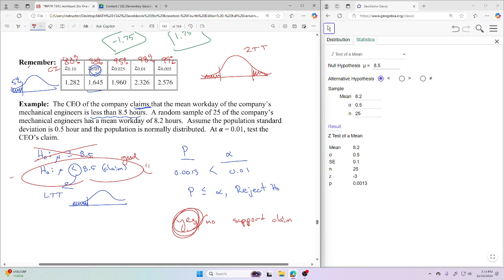Anyways, yeah. So if you go back, it says the CEO claims that it's less than this much, and he found 8.2. And so it is less than, but by how much? And normally he was saying, well, standard deviation of only half an hour. Well, we're pushing the limits of that already, and we asked 25 people. So I guess it's really weird that out of 25 people, we got 8.2 was the average, rather than what we thought was 8.5. I mean, the numbers are the numbers, right? Cool? Okay.